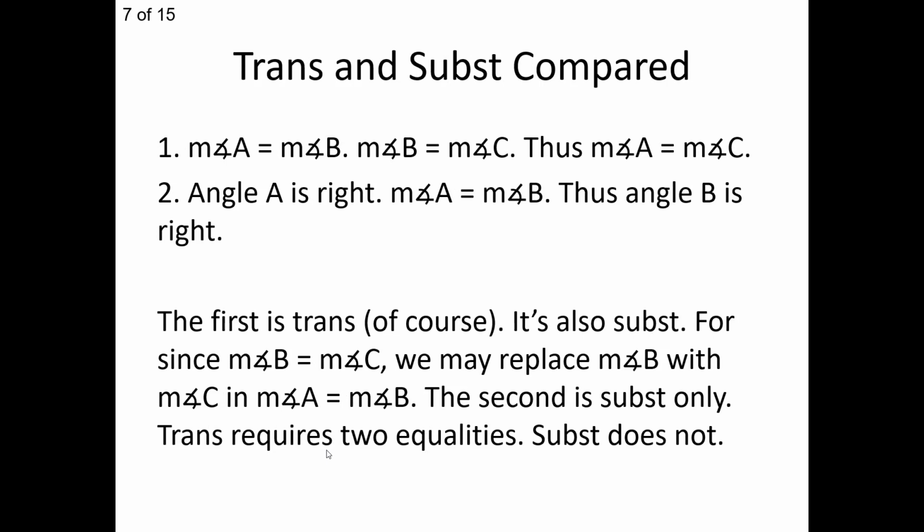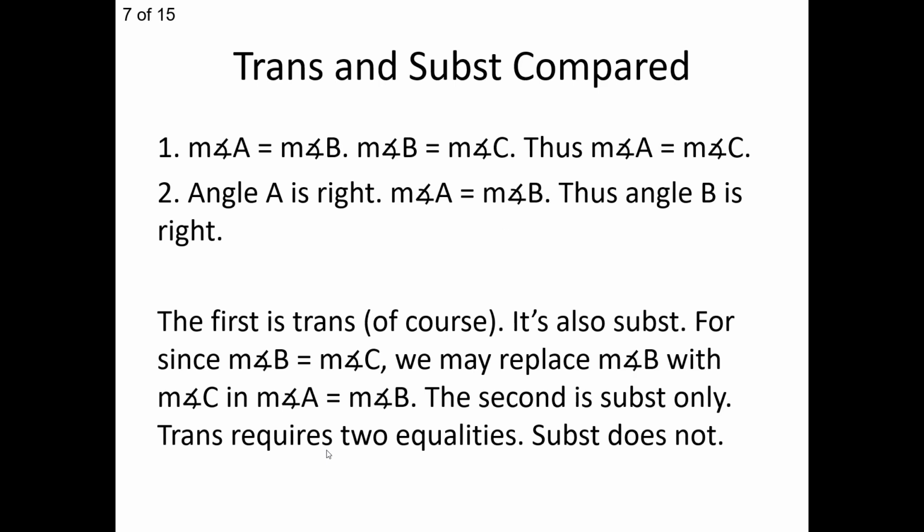So let's just put them next to each other and we can watch how transitivity and substitution compare with each other again. The first statement: measure of angle A equals measure of angle B, and the measure of angle B equals measure of angle C, thus the measure of angle A is equal to the measure of angle C. That's an example where I can use both. I can say that's true by the transitivity property of equality, or I can say it's by the substitution property of equality. So the first one is both transitivity and substitution.